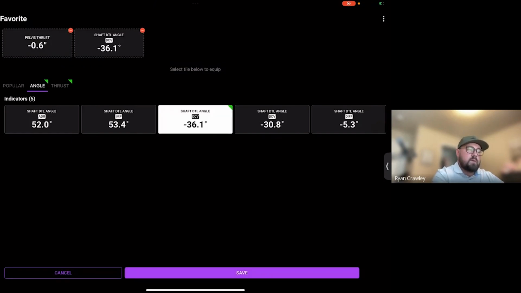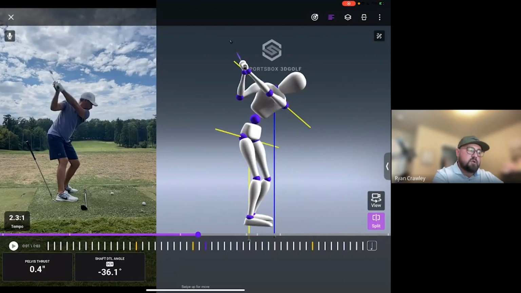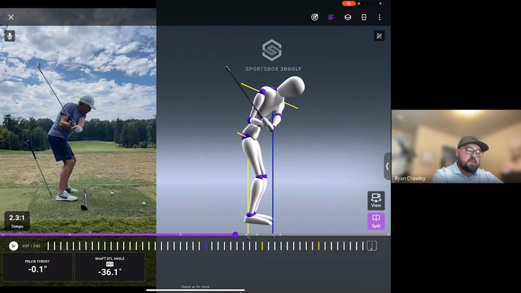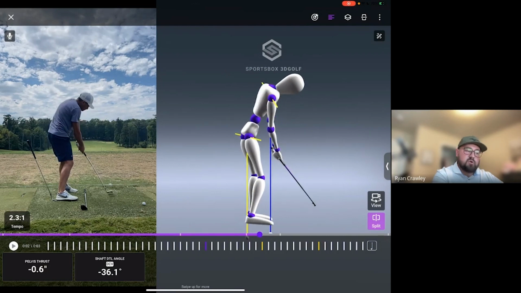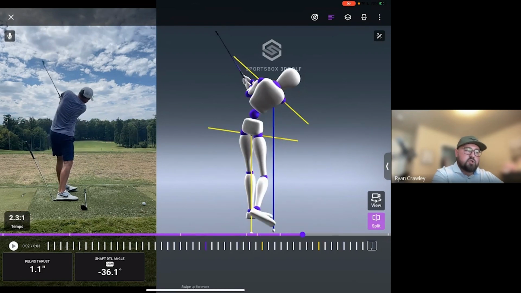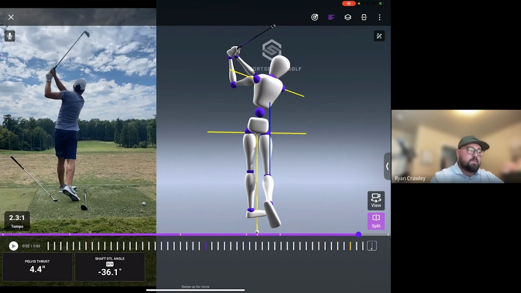So now we can see the shaft of the golf club is shallowed a little bit more. It's 3 degrees more shallow than where it was before at club vertical. And we can see he's no longer early extending. So it just shows how valuable this can be. If you do online lessons, or if you're looking to get into online lessons, I definitely suggest Sportsbox. Just because there's so many coaches that do online lessons, not as many of them do 3D lessons. So that's going to obviously be even more valuable, being able to get some measurements and to be able to quantify those changes for a student.